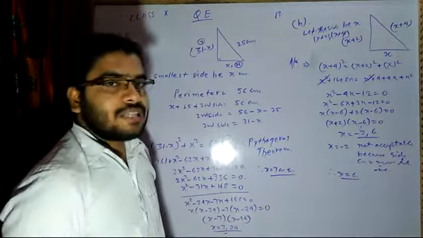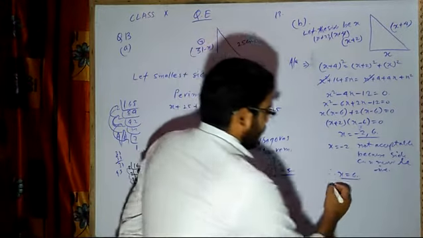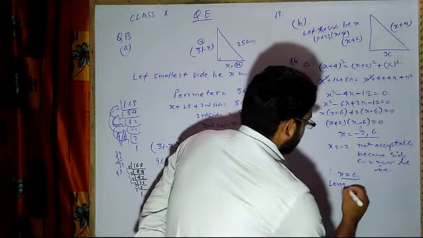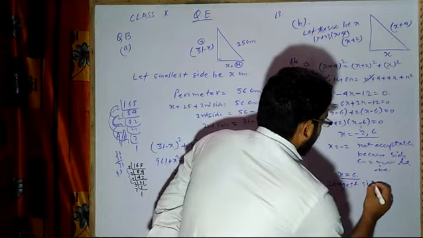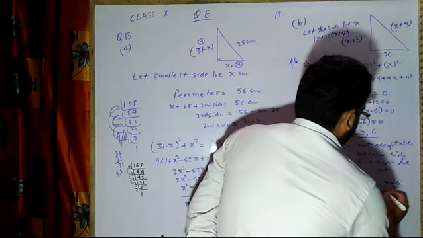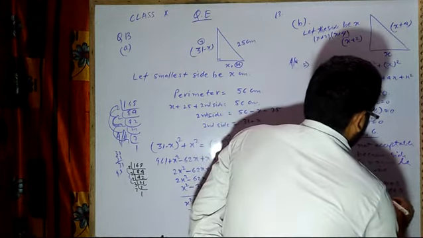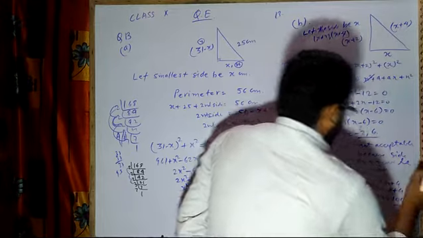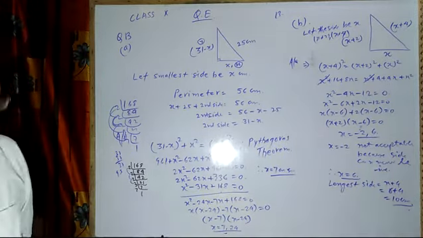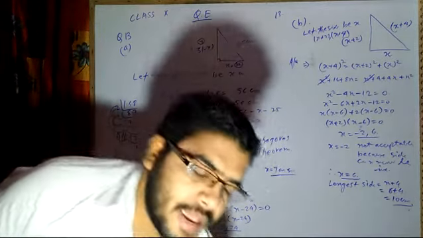Now, our task is to find the longest side. So, the longest side, as we have taken, is x plus 4. So, it will be 6 plus 4 is equal to 10 centimeter. In this way, we have finished our question number 13, sub part A and B.